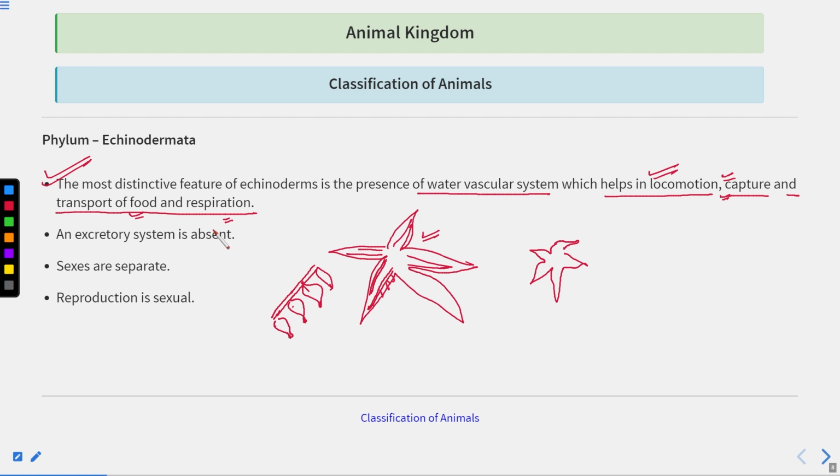So this is very, very important. You can see this water vascular system, how it is helpful to these echinoderms. They are helping in the locomotion, they are helping in the capture of food, they are helping in the respiration as well. Excretory system is absent. No excretory system is found, means there is no opening.